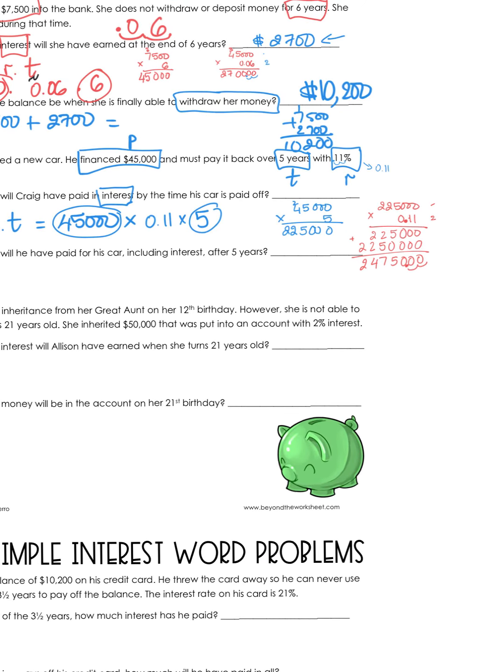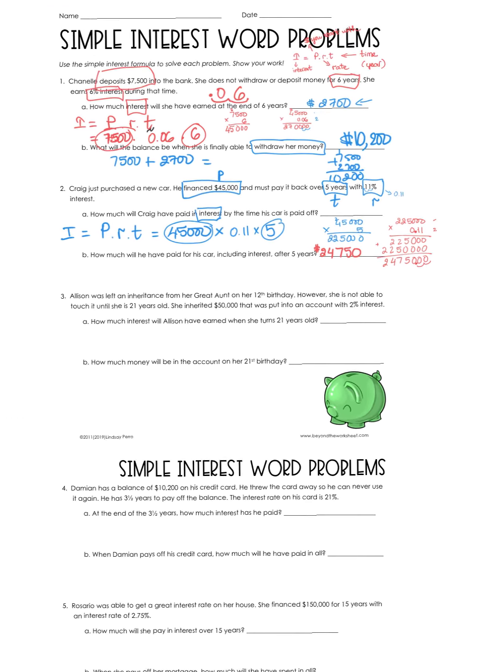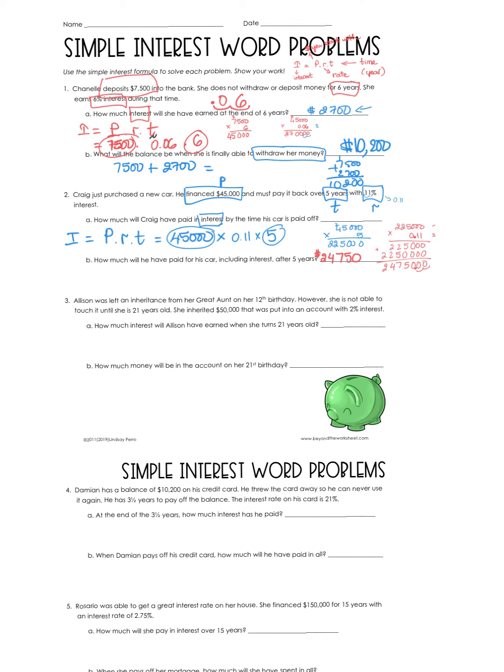So that will be the amount of interest, and it is $24,750 in 5 years. Does she have to pay that much money? Oh, I'd rather put this answer into the A, right? So 24,750.